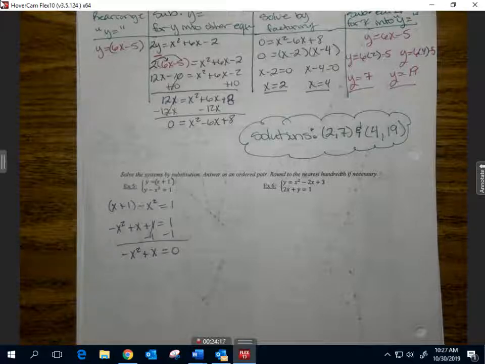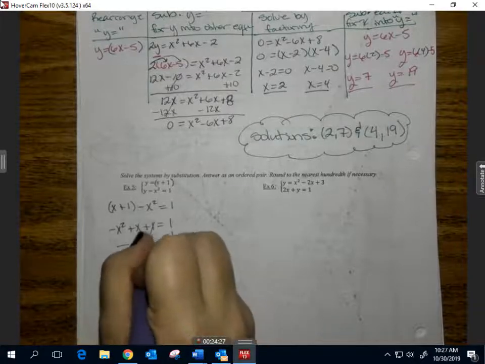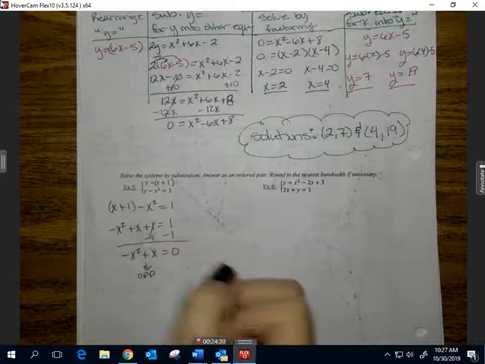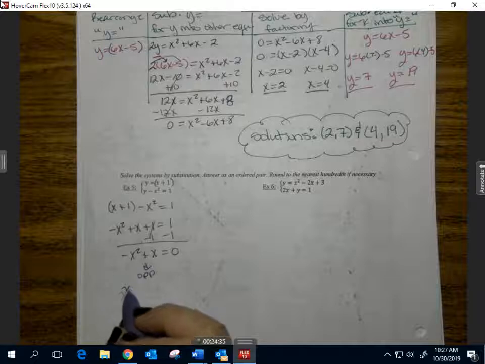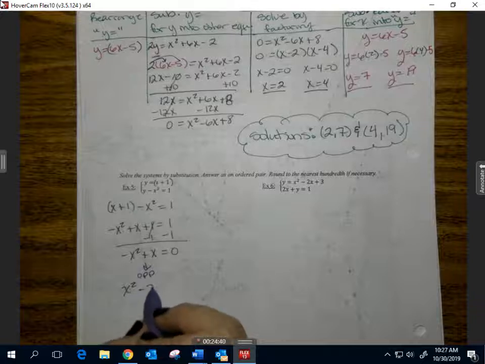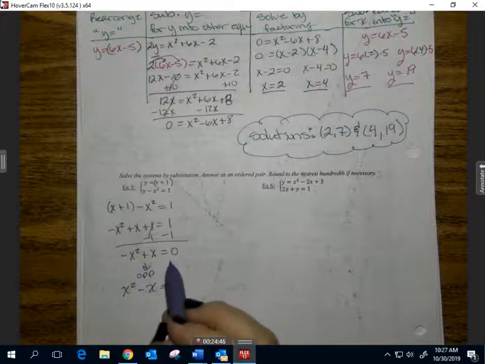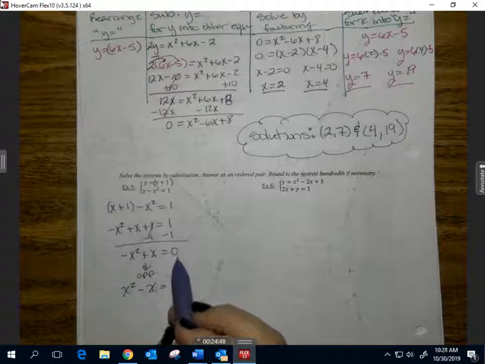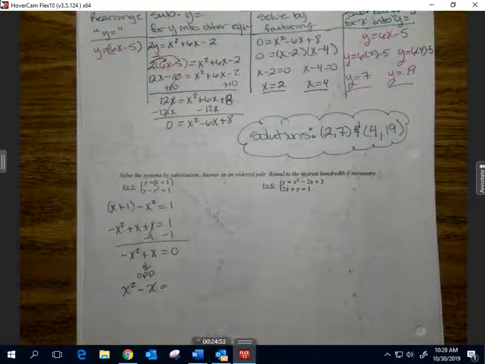Alright, the next thing is that I can never start my quadratic with a negative. So I'm going to change all this to its opposite. Opposite of negative x squared is positive x squared, right? Opposite of positive x is negative x. Equals, now if this was a number other than 0, I would have to change that as well, but 0 is neither negative nor positive, is it? So it's just 0 still.